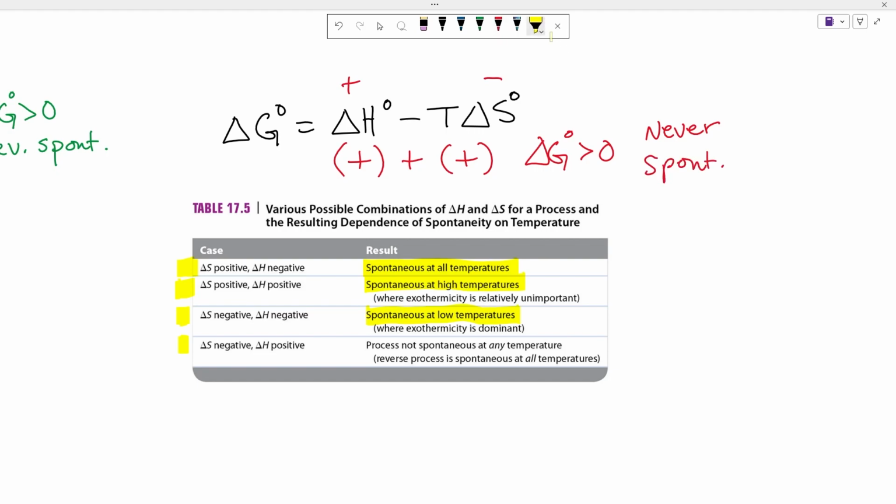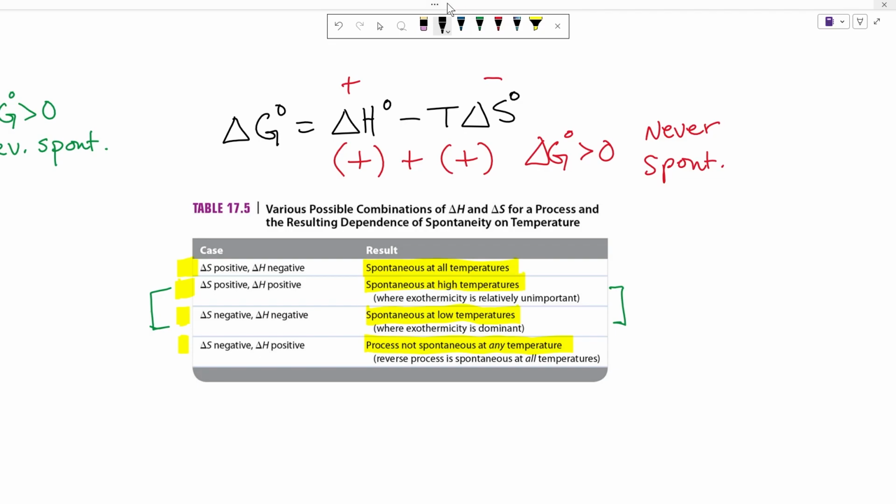And that is why we say it is not spontaneous at any temperature. Now, speaking of temperatures, and this would apply to only these two scenarios that are temperature dependent, we can calculate that temperature when the spontaneity changes from, say, being not spontaneous to spontaneous.